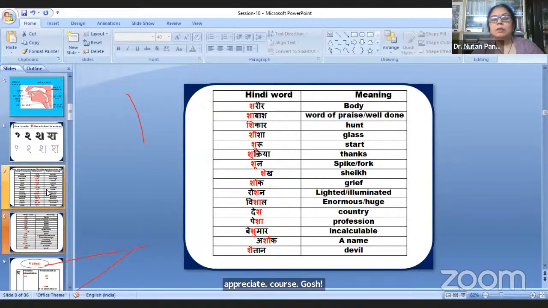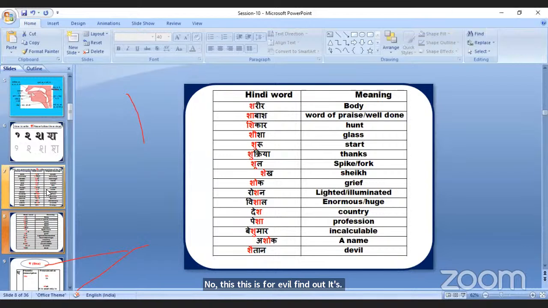Now, this is for you. Without phonetic transcription, I have made words starting from sha. You will try to pronounce yourself. Okay? Now you can unmute. Shareer. Shabash. Shikar. Shisha. Good.